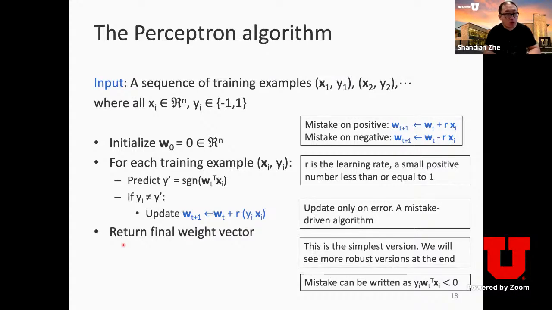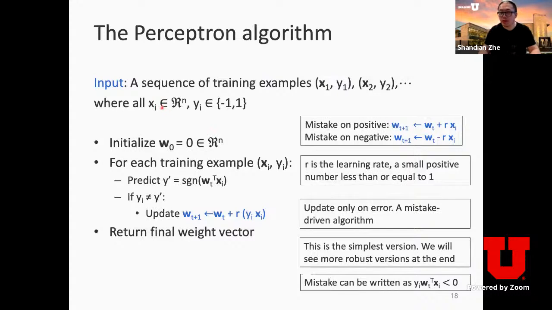Okay, so let us continue with the perceptron algorithm. In the last lecture, we introduced the perceptron, right? Perceptron is essentially a learning algorithm for linear classifiers. Here is just the standard framework, let's briefly review it. We assume the input is a sequence of training examples, x1, y1, x2, y2, and so on, where each training input xi belongs to the n-dimensional input space. The output or the label is either -1 or +1.